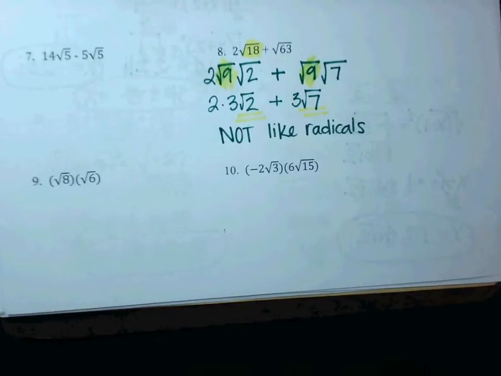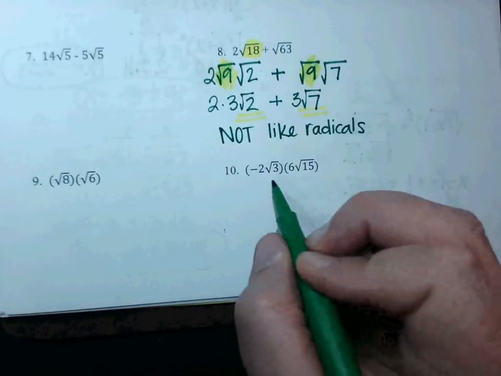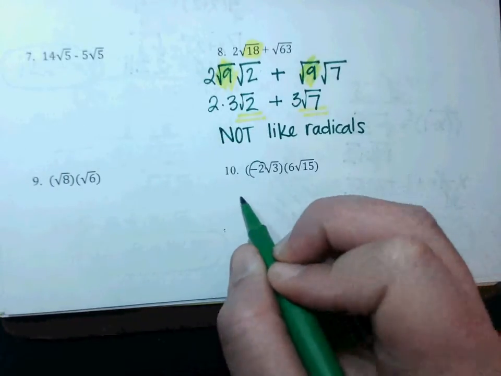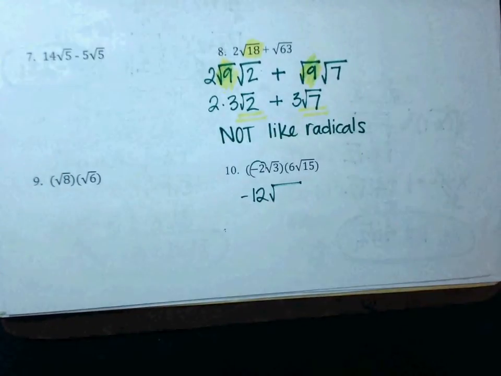Why does 10 look so confusing? Alright, so y'all just finish up, work on your homework. Okay, what would I get in the front? How do you do 10? Okay, so multiply the outside numbers together. What do you get? Negative 12. Okay, negative 12. Multiply the inside numbers. What do you get?